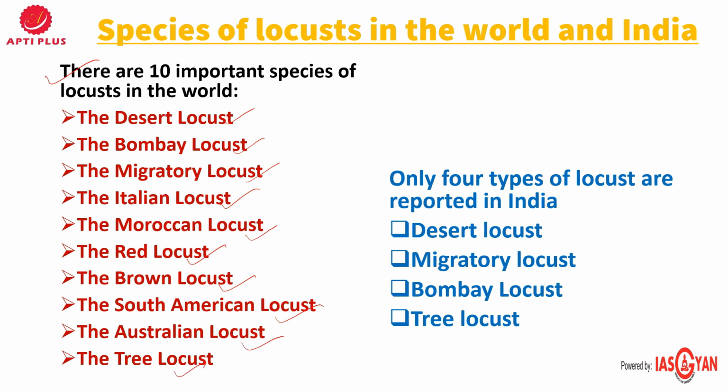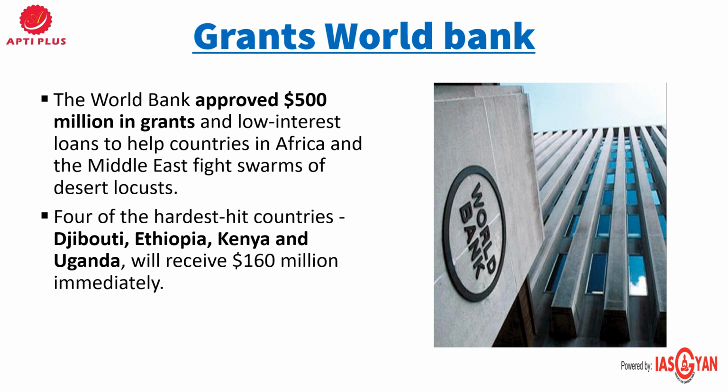Now, talking about India, we have only 4 varieties of locust found in India. Majorly the 5 or 6 states are severely impacted. So the 4 types of locust which are found in India are desert locust, migratory locust, Bombay locust, and tree locust. Fine.